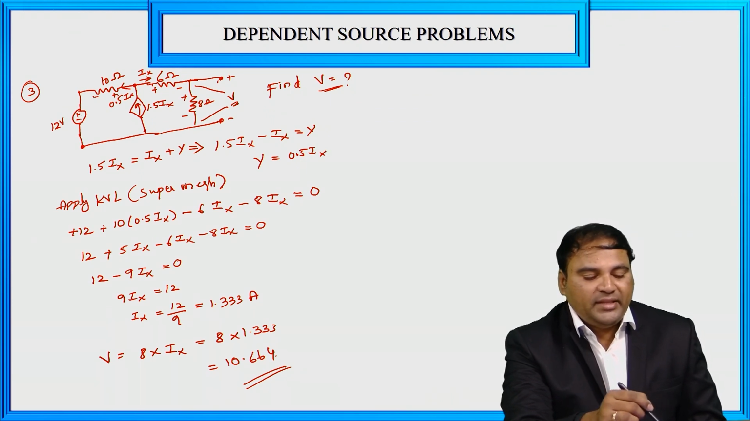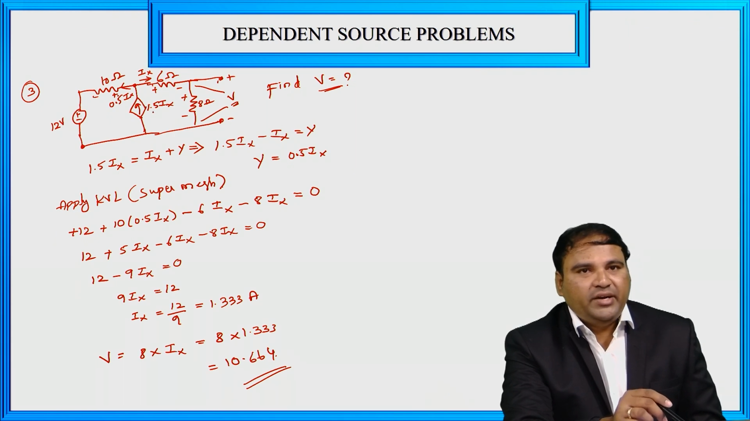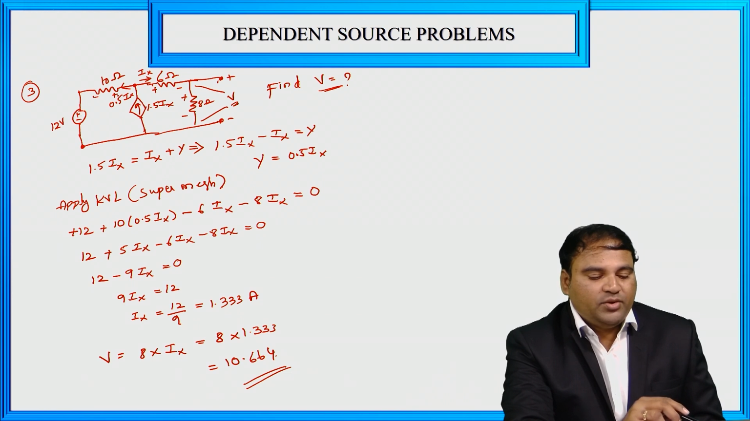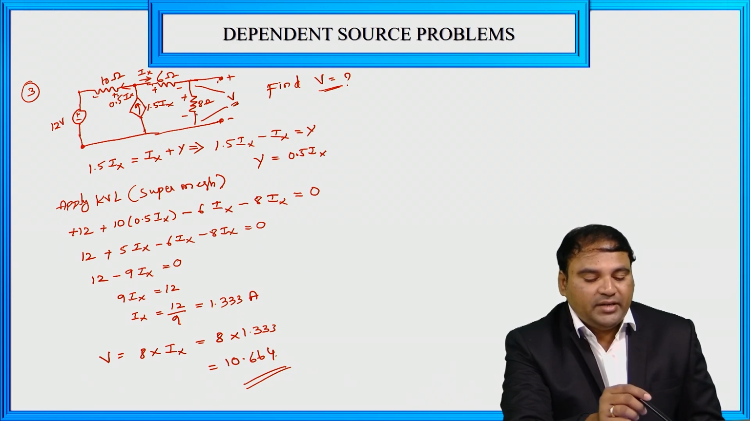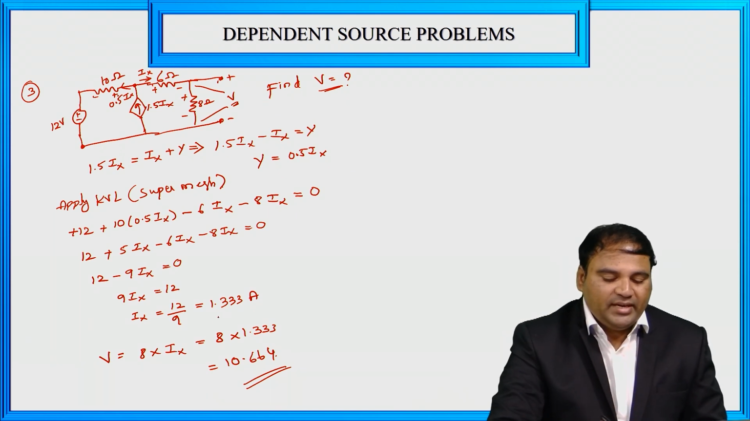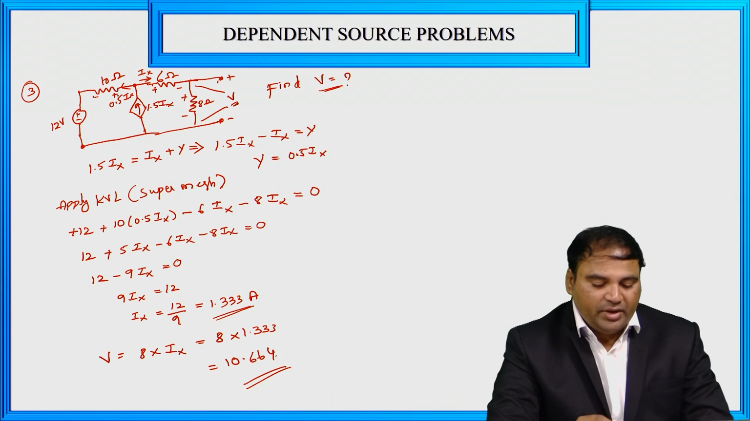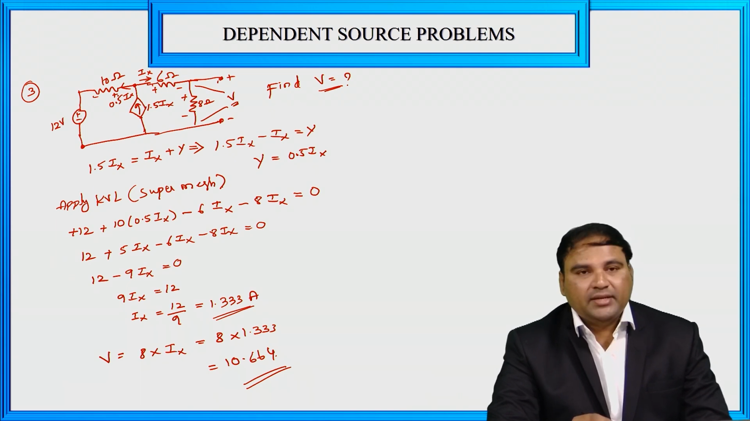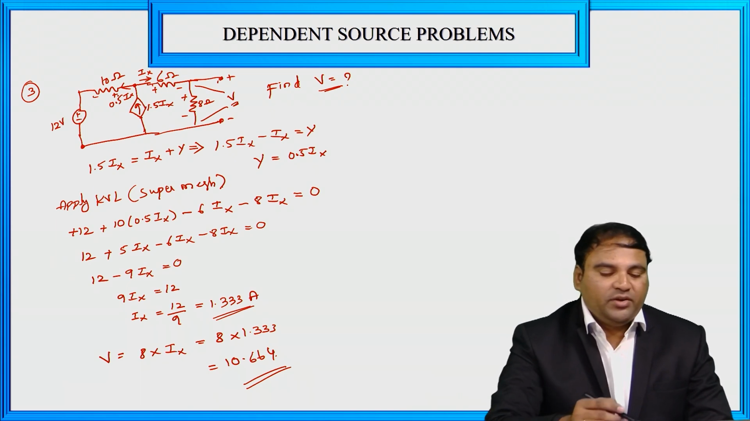Now we need to apply the KVL. Now in that circuit we are having the dependent current source here. By using the super mesh analysis, we need to remove this current source, then we need to apply the KVL. Okay, so we'll get plus 12 plus 0.5 Ix minus 8 into Ix is equal to 0. By solving this entire equation, we'll get the Ix value, that is 1.333 amperes.